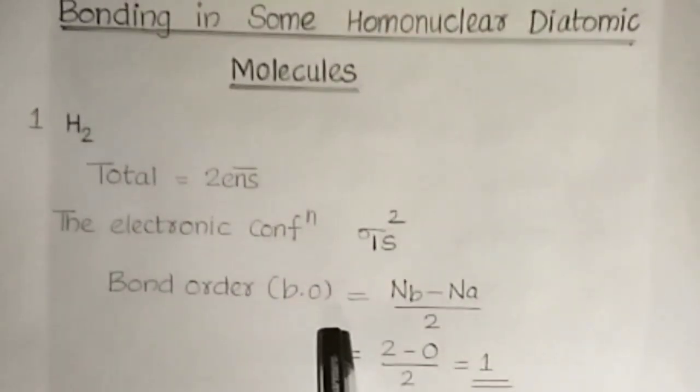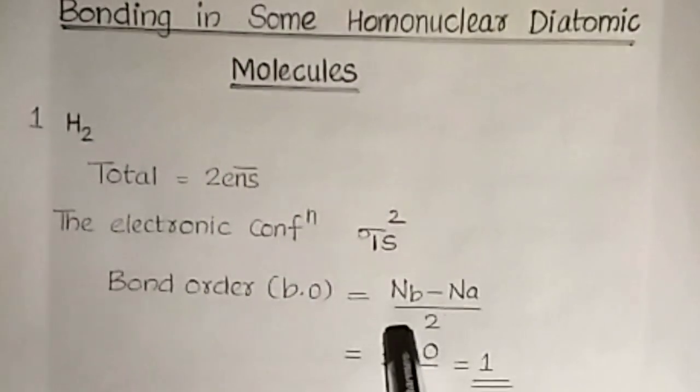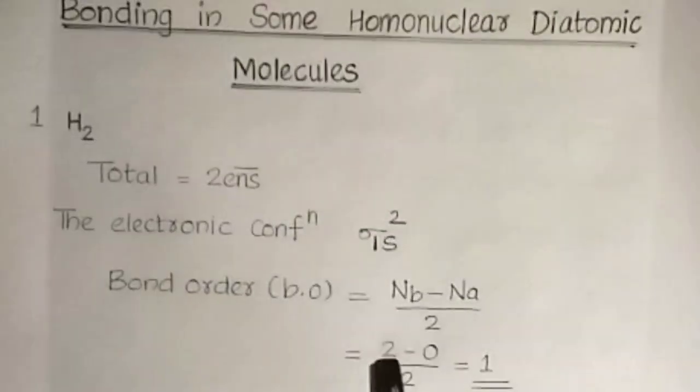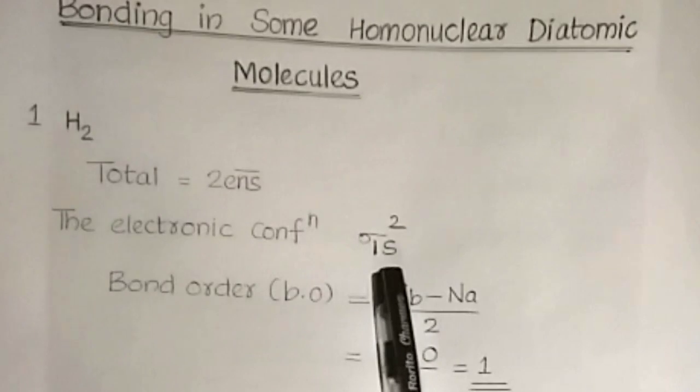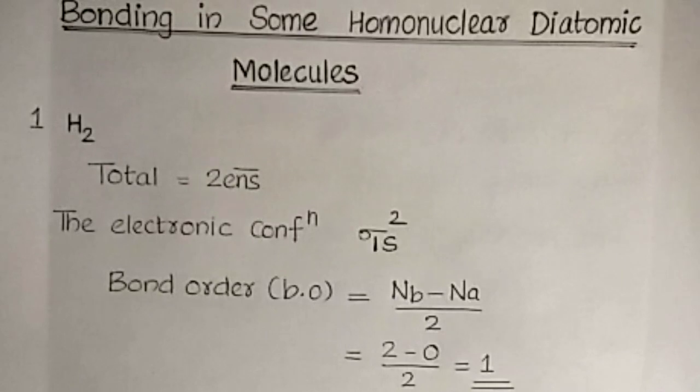Then the bond order, you know, is half of the difference between the number of electrons in bonding molecular orbitals and the number in anti-bonding molecular orbitals, that is half into Nb minus Na, or Nb minus Na by 2. Here the bonding molecular orbitals can be identified: only sigma is present. If there is a star, then it is an anti-bonding molecular orbital. Sigma 1s is a bonding molecular orbital, sigma star 1s is an anti-bonding molecular orbital. So easily we can identify that if a star is there, then it is an anti-bonding molecular orbital.